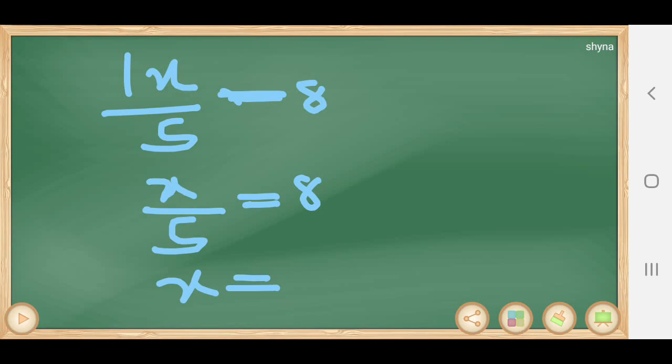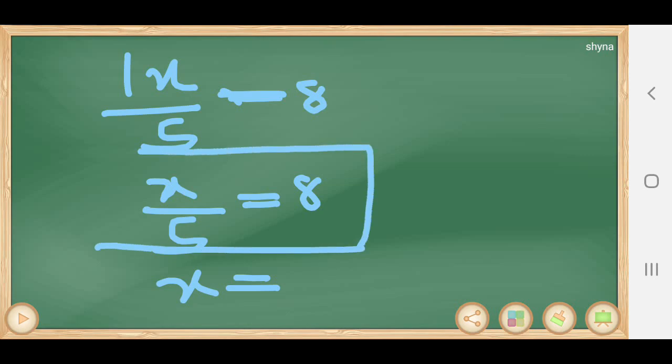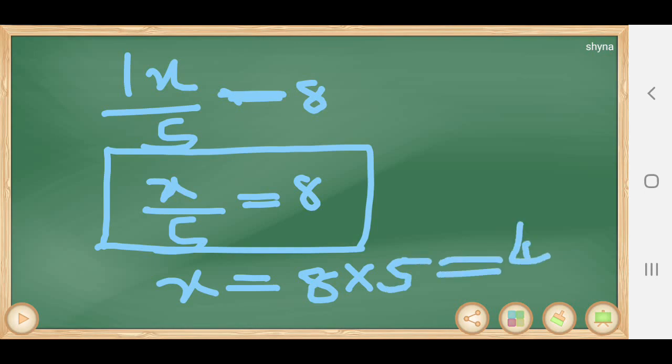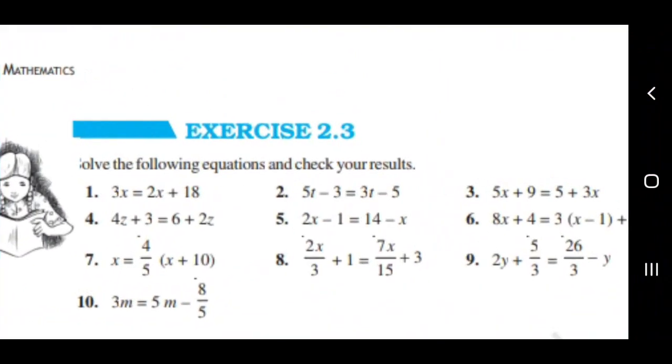Here x by 5 equal to 8 is an equation with the variable on one side, x. Then you have to transpose 5 to the RHS. 5 is division, x divided by 5, while transposing it will become multiplication. So x equal to 40 is the answer. Yes, dear children, I think all of you understood this. There are so many problems of the same type that you can do yourself.